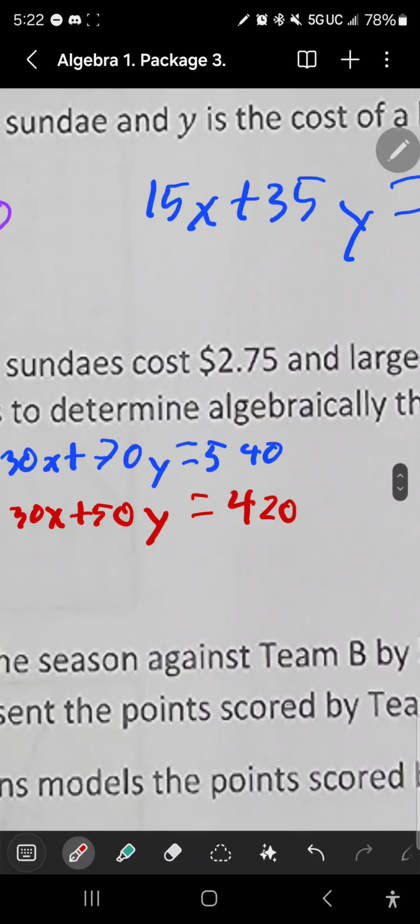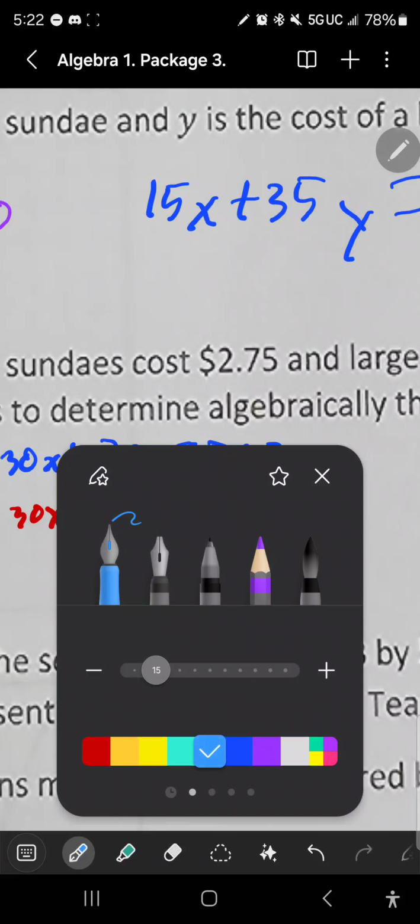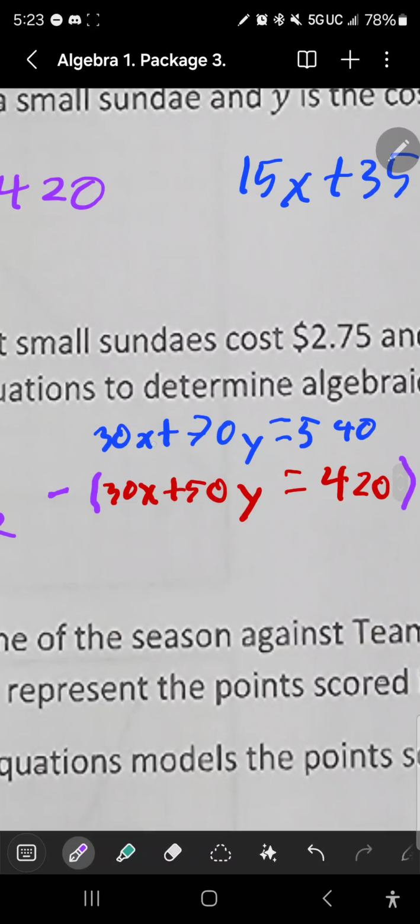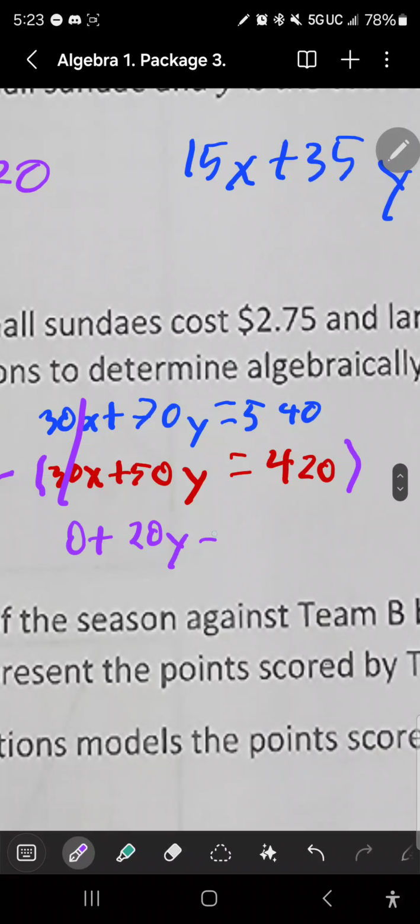Now I can just subtract the bottom one. So what I will do is select and subtract it. So 30x minus 30x cancels out, is 0. Then positive 70y minus positive 50y, so it will be 20y. And then 540 minus 420 is 120. So I could divide both sides by 20, and I get that y equals 6.